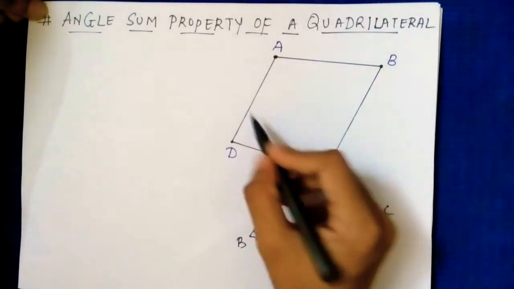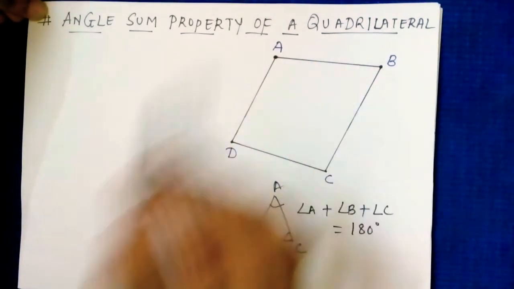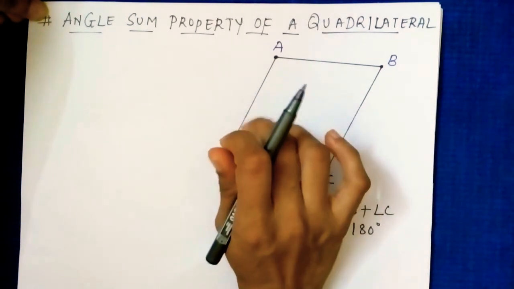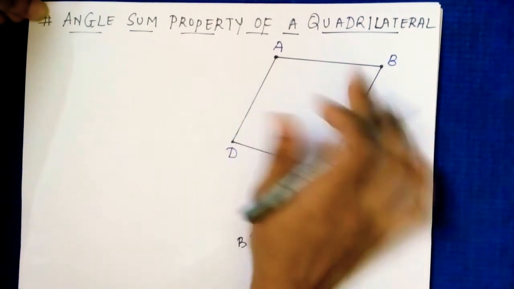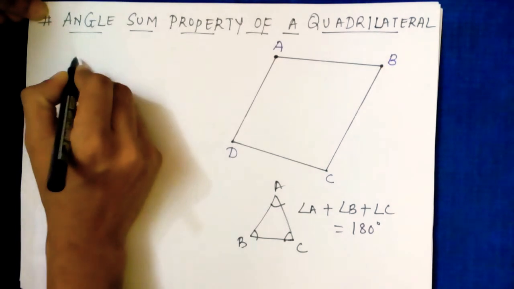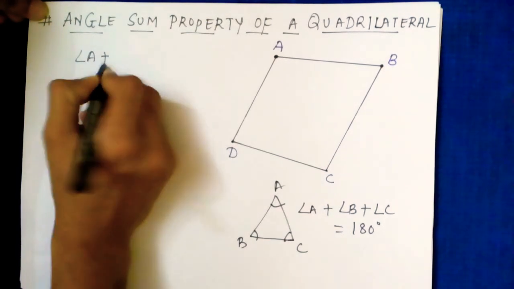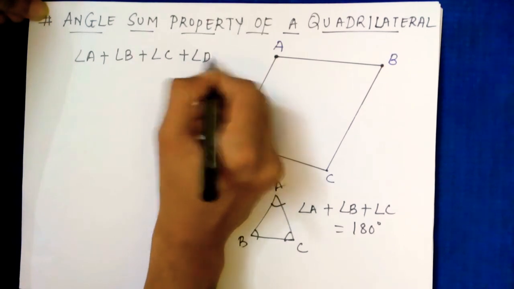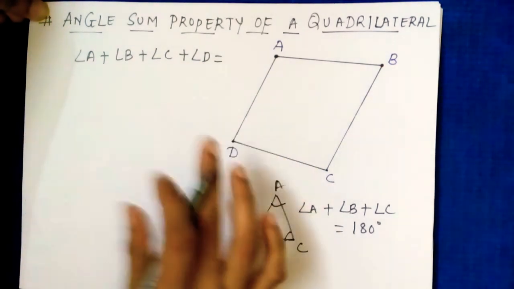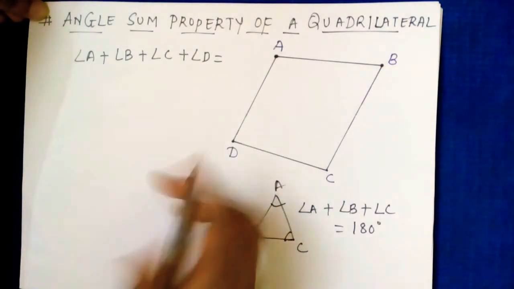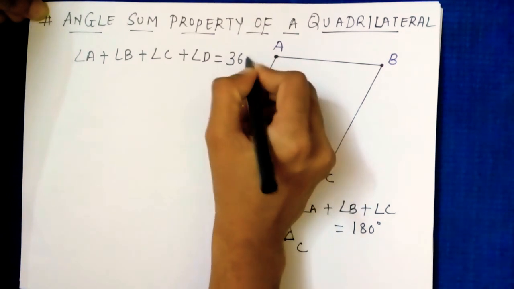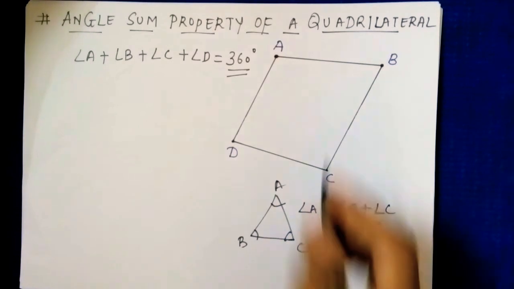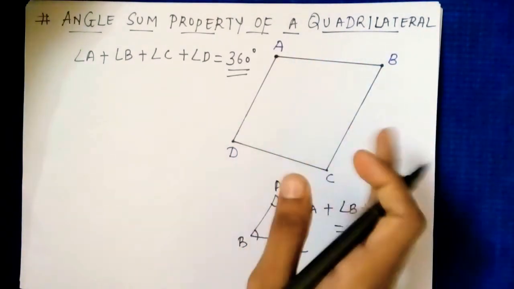Now, angle sum property of a quadrilateral. Just like triangle, angle sum property of a quadrilateral is when we add all 4 angles. You can see here there are 4 angles. So when you add all 4 angles, for example, angle A plus angle B plus angle C plus angle D, the total of all these 4 angles will always be equal to 360 degree. It is always equal to 360 degree.